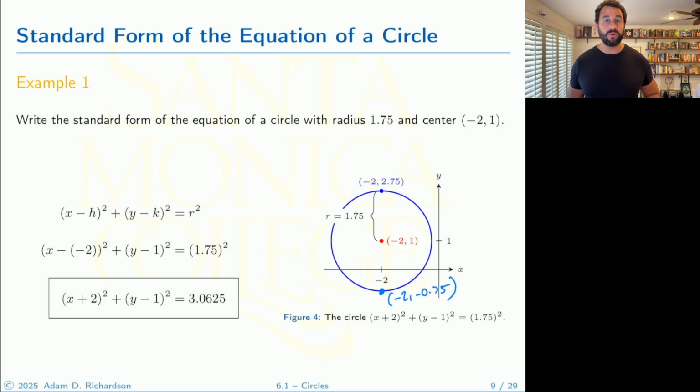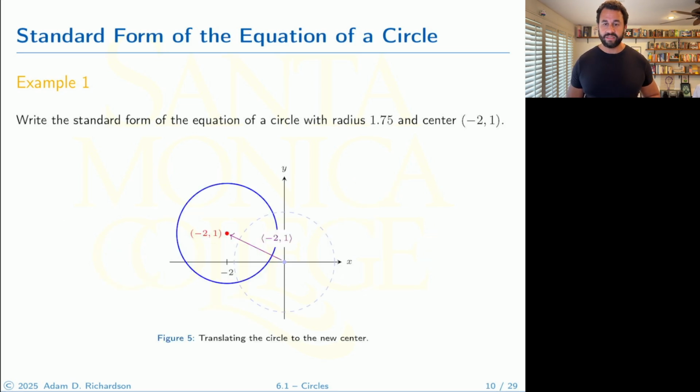All right. Another way of understanding this is we basically started with a circle of radius 1.75 that was centered at the origin, but then we shifted that circle along the vector -2, 1. That's 2 units to the left, and then 1 unit upward to go right along that vector. And that's it. And again, that's why the standard form of a circle is nice, because you can see the center, you can see the radius, you can read it off directly.